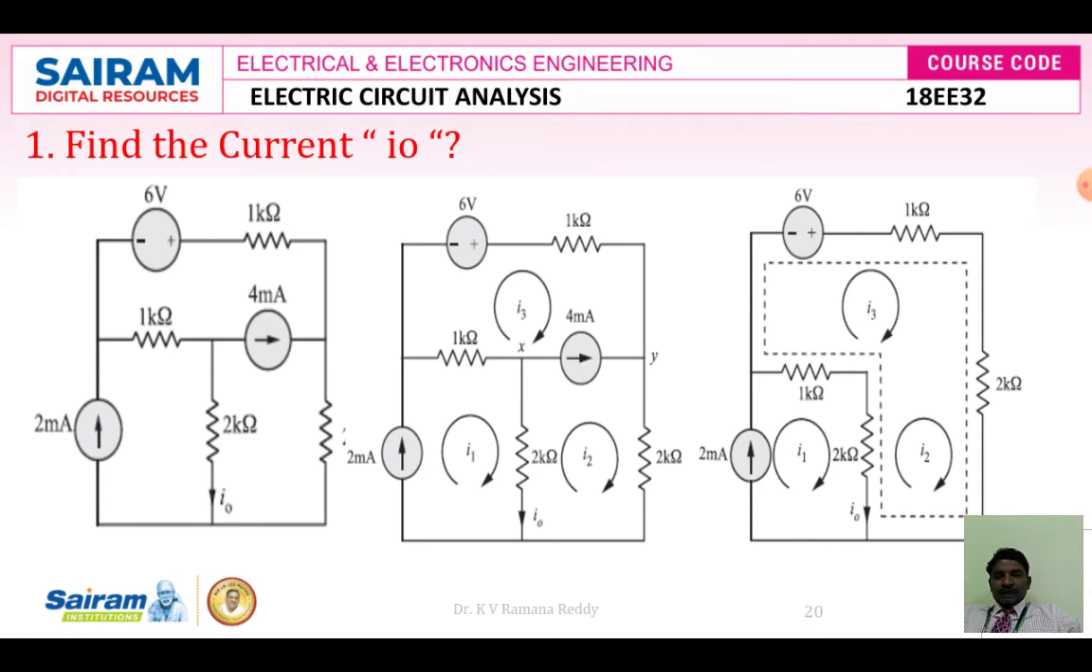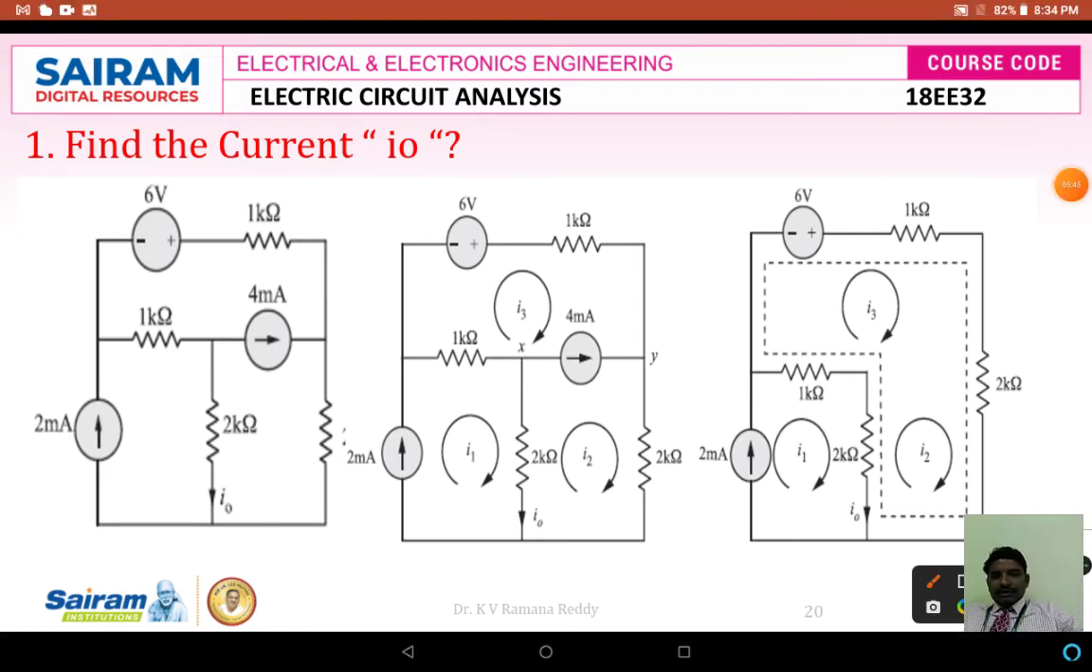Now for a better understanding of this supermesh analysis topic, let me go through a problem, that is, find the current I naught in the circuit shown in the figure. If you look at this circuit very closely, there is a current I naught here.